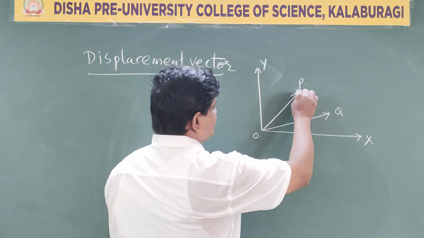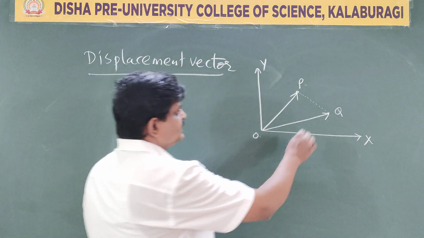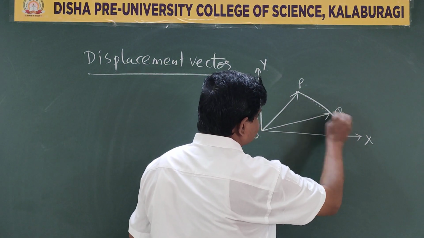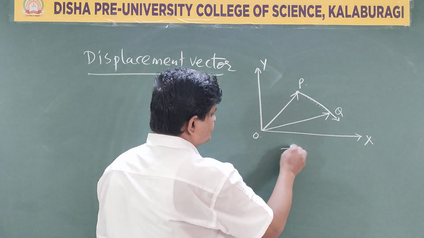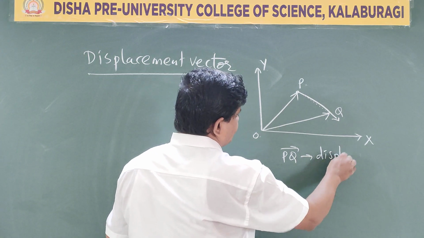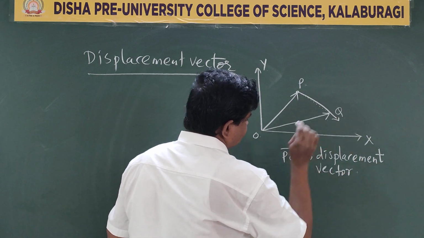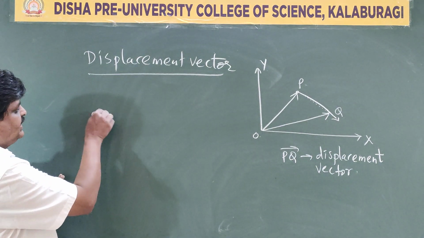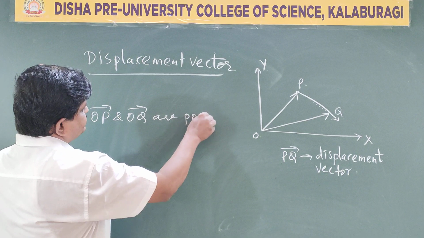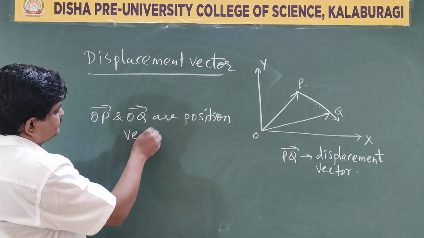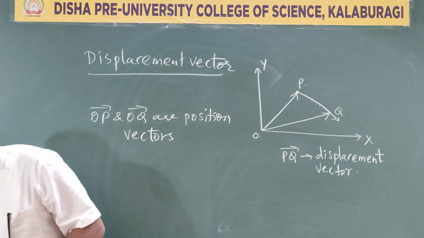Now which is the displacement? What is the definition of displacement? Distance between initial and final. Just say initial and final. Agree? Here, P to Q is called the displacement vector. So here OP and OQ are position vectors. This is how you can locate the displacement vector.